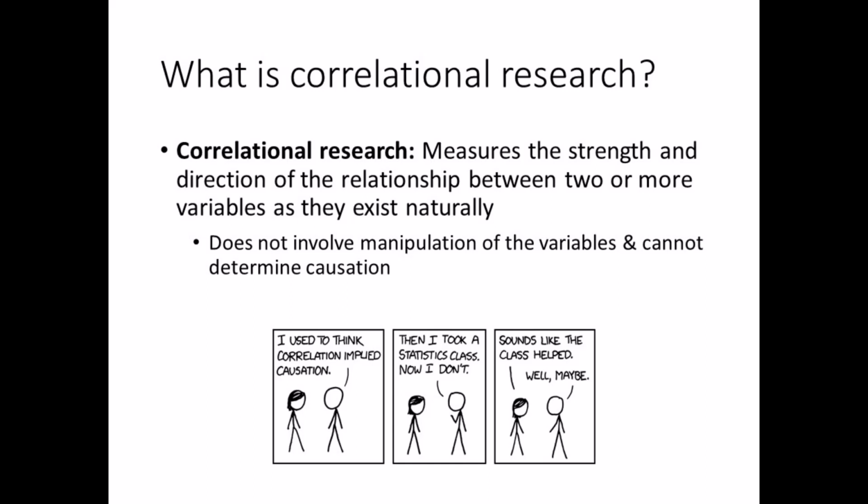It does not involve any kind of manipulation. Researchers simply collect the data without intervening. As a result, though, correlational studies cannot determine causation. They cannot tell us which variable caused the other variable to change.